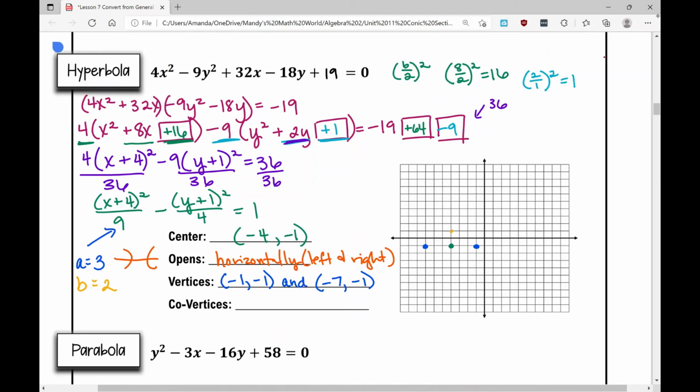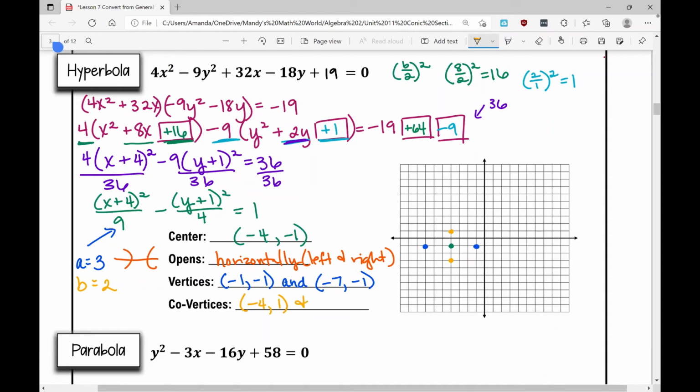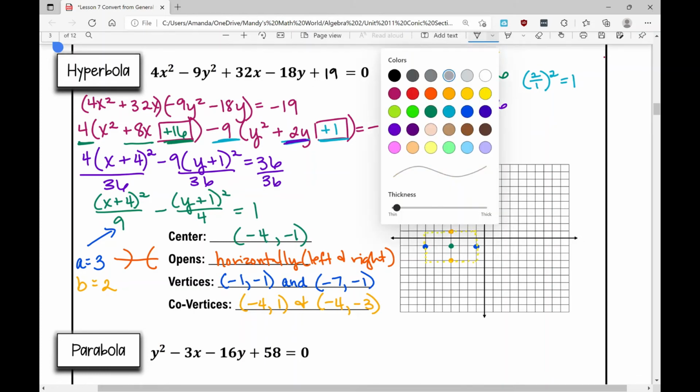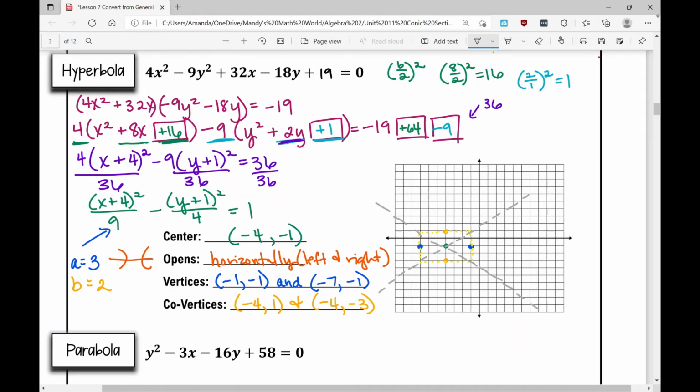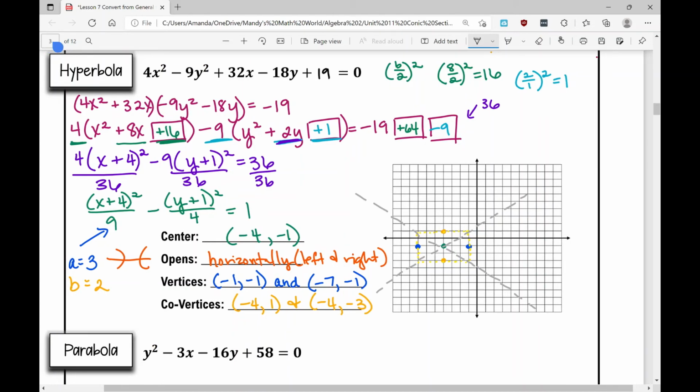From that center point, I'm going to go up 2 and down 2. And those ordered pairs are -4, 1, and -4, -3. Now, how do I graph a hyperbola? Let's graph the asymptotes, which I just do with a rectangle connecting all the vertices and co-vertices through that center point, through every corner of the rectangle. That'll give me the slope or the line of that asymptote, okay?